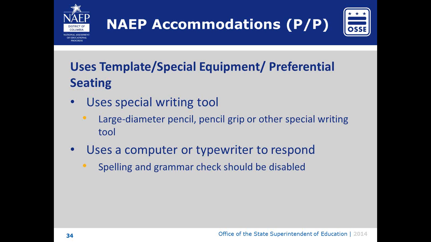A special writing tool can be a large diameter pencil, pencil grips, or any other special writing tool. For students who require a computer or typewriter to respond, this equipment must be provided by the school. Depending on the noise level of the machine, the equipment can be used in the regular session. However, use of spelling or grammar check functions on the computer is not allowed and would need to be disabled.